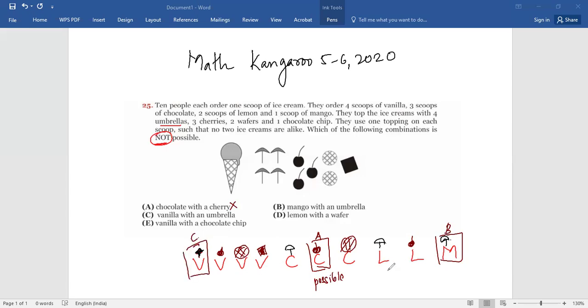Lemon with a wafer. So now you only have 2 lemons, one with an umbrella, one with a cherry. And so this is not possible, lemon with a wafer, because we've not been able to find this. And then vanilla with a chocolate chip. So vanilla with a chocolate chip is right here, which is option E. So what option is not possible? It is option B, which is lemon with a wafer. Let's do one more question.